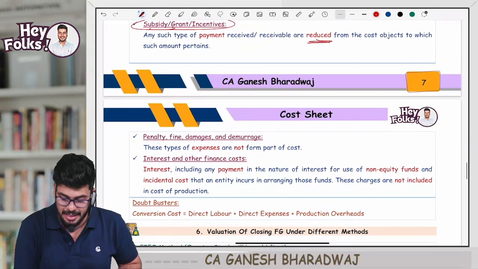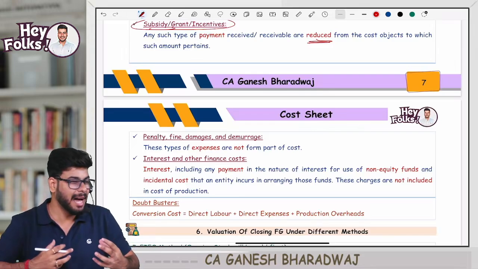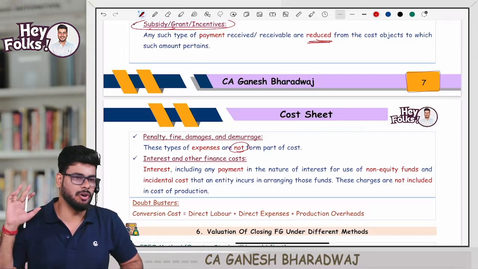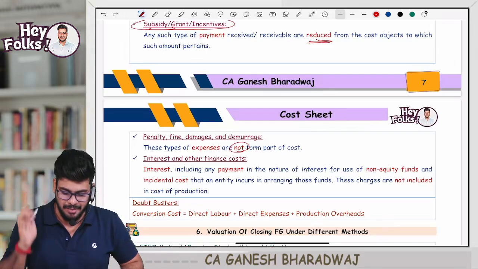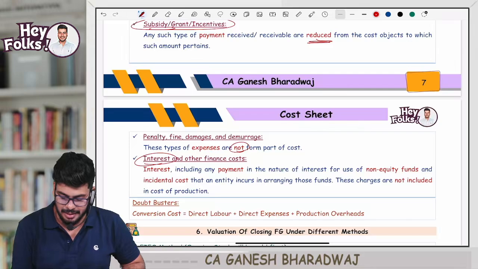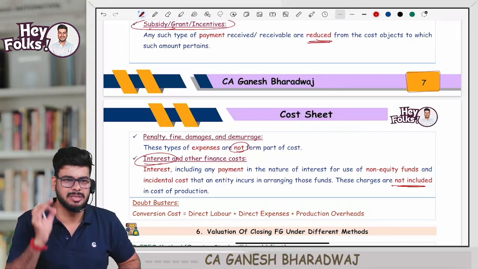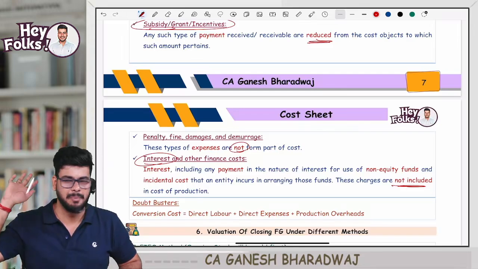Any penalty, fines, damages, demurrage and all, that is basically abnormalities. Generally we don't consider it as a part of our cost sheet, because this is not happening in the normal course of my operation. I will definitely not consider it. Now, interest and other finance costs are not included. Anything equity, non-equity, we are not bothered about. Any cost relating to fundraising activity is not a part of costing. Go refer FM. Clear with this, guys?